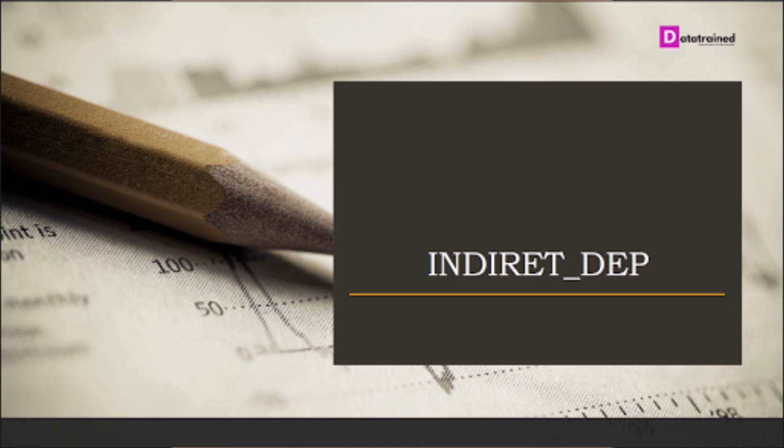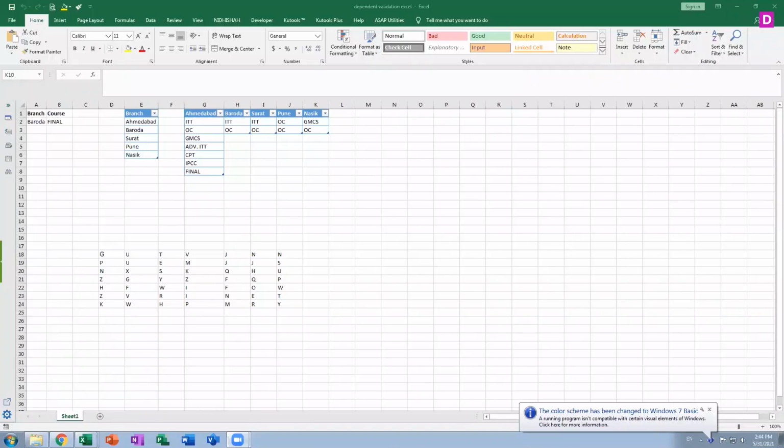Here I will share my screen. Yes, you can now see how the dependent validation list works. First we will see how to use this value in a dependent validation list.